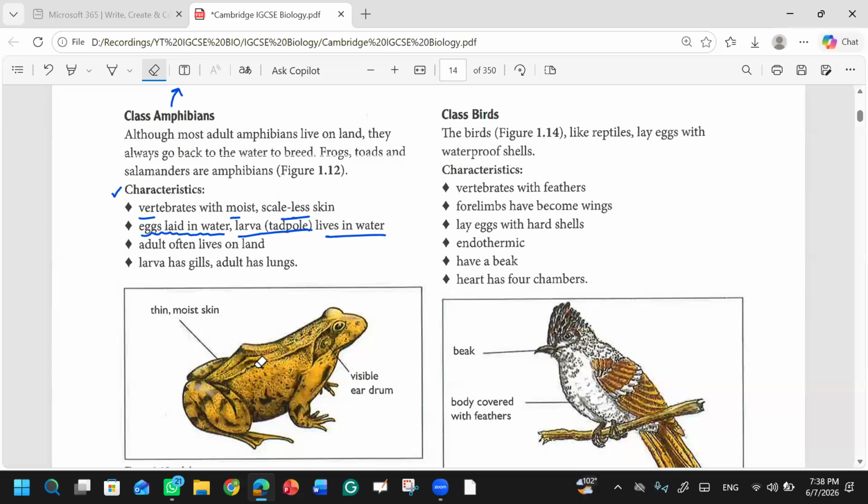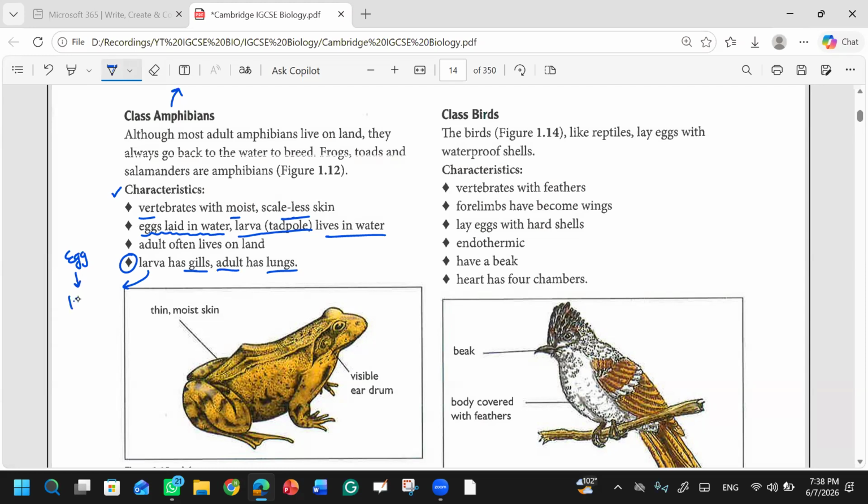Are you clear with this? One more important thing: their larva has gills, but in the adult stage they have lungs. Larva means the initial stages, after they lay eggs. That is known as the larva stage. In the larva stage they have gills, but when they become adult they have lungs.